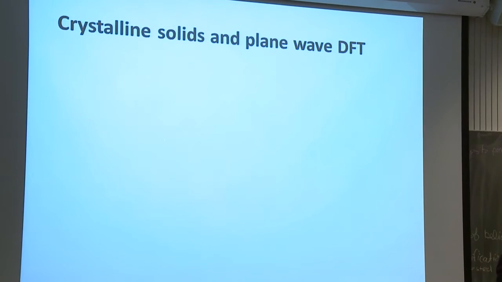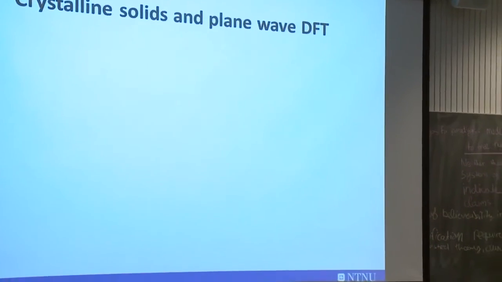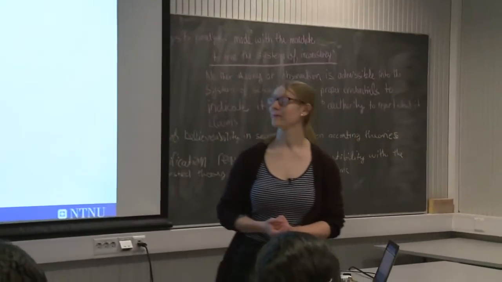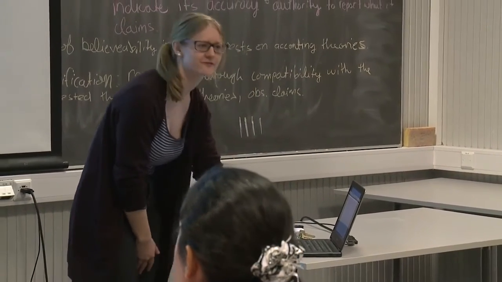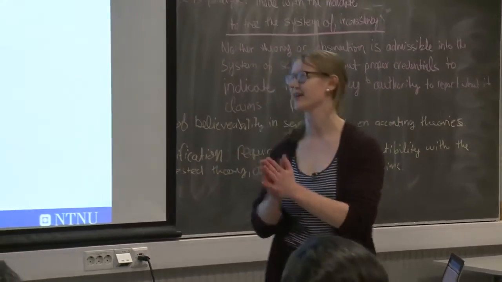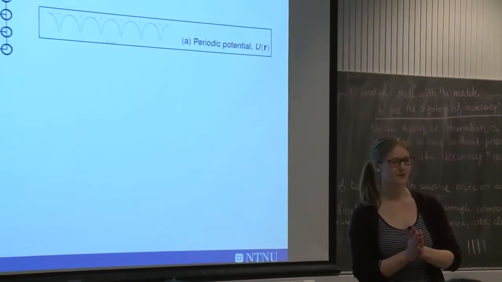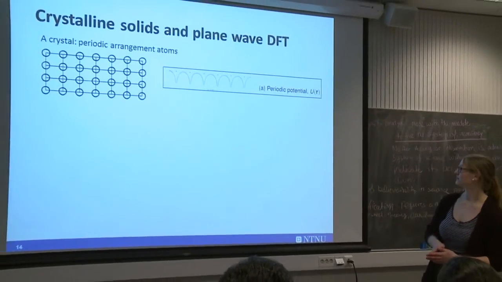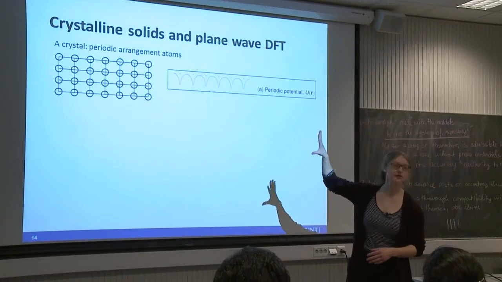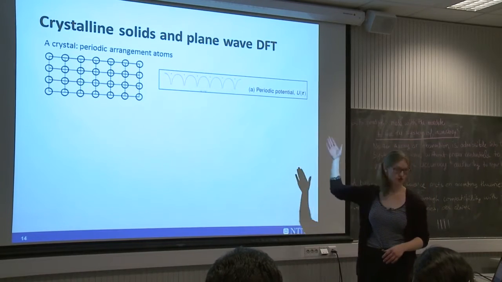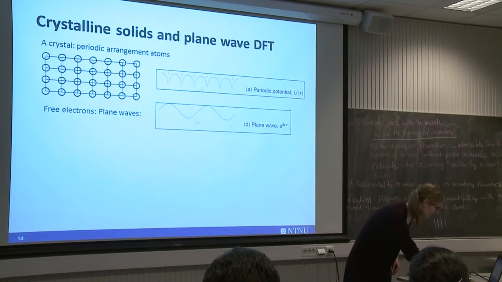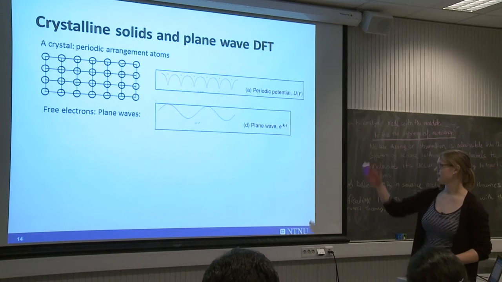Okay, so now we're moving into more specifics of crystalline solids. And now we're concerned with the plane wave DFT. So let's see what that is. Let's first define a crystal. So a crystal is a periodic arrangement of atoms. So consider the nuclei, they have some positive charge, right? And they represent the periodic potential. Looks like this. A free electron is represented by a plane wave.